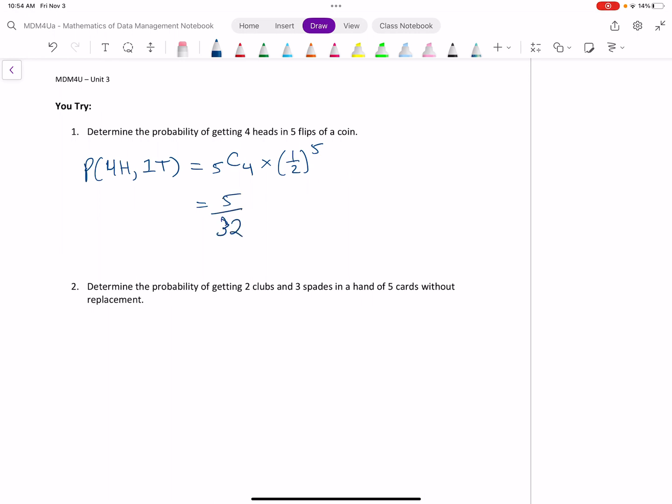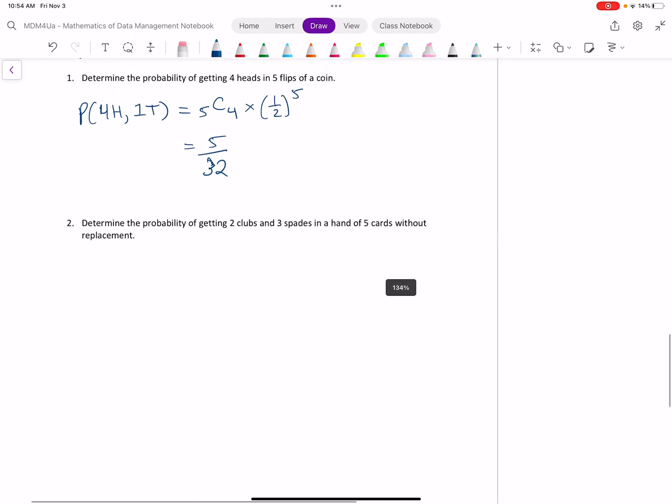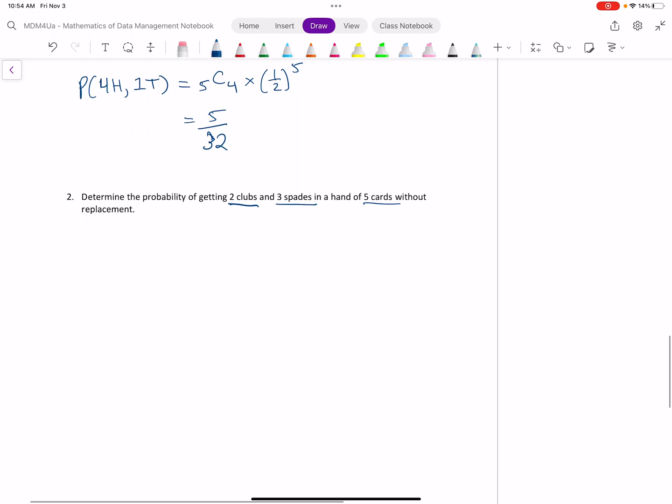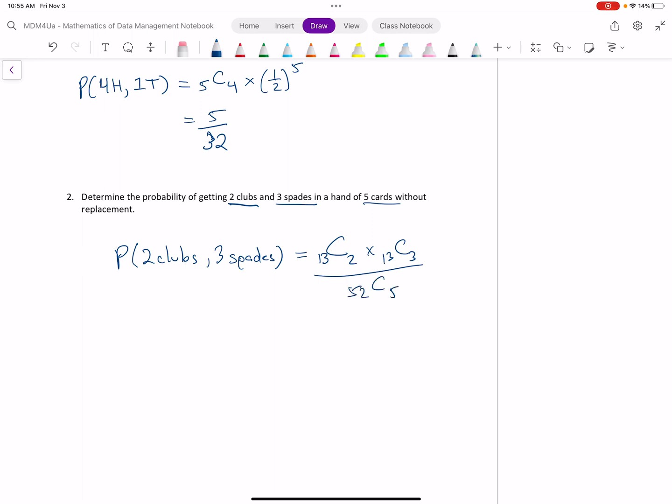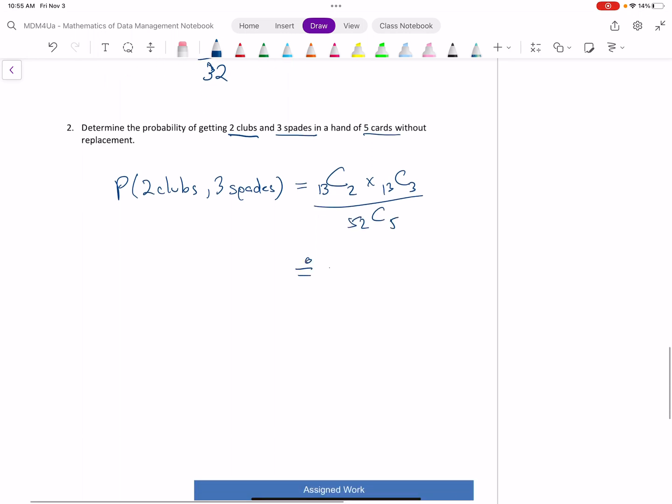which I can't reduce. And the next one, determine the probability of getting 2 clubs and 3 spades in a hand of 5 cards without replacement. So probability of 2 clubs and 3 spades. So this one's really similar to what we already had above. So I've got, good to practice it, 13C2 times 13C3 over my total number of cards, 52C5. And I think we did have the same numbers, 0.0858, if we work it out.